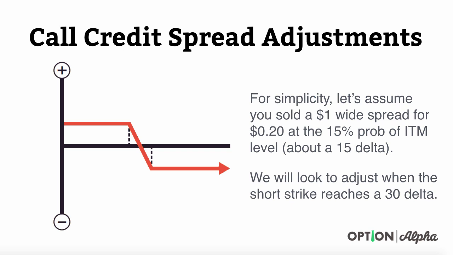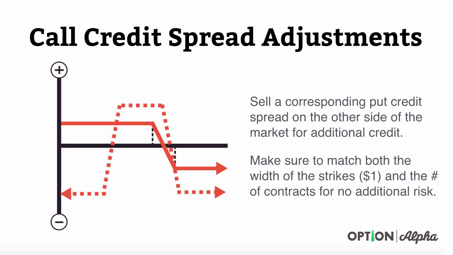So what we will do is we will look to adjust when the short strike reaches a 30 delta. So remember, we entered this trade to begin with at a 15 delta. And so basically our personal adjustment for this is if that delta doubles. So if the risk of us losing money doubles or increases twice, then we'll look to make an adjustment to a credit call spread. So here's exactly what we'll do. We will take that credit call spread and we will sell a corresponding put credit spread on the other side of the market for additional credit.